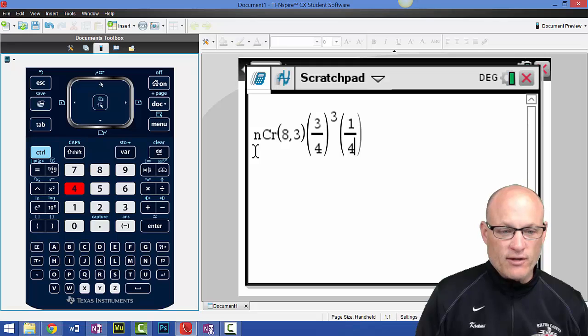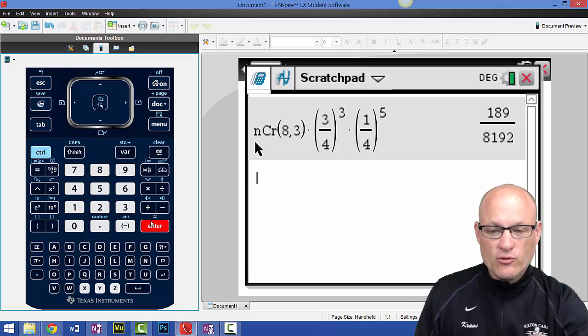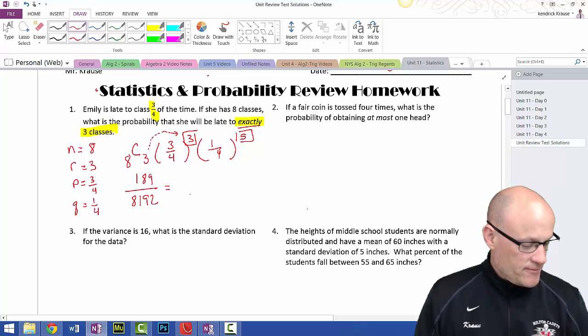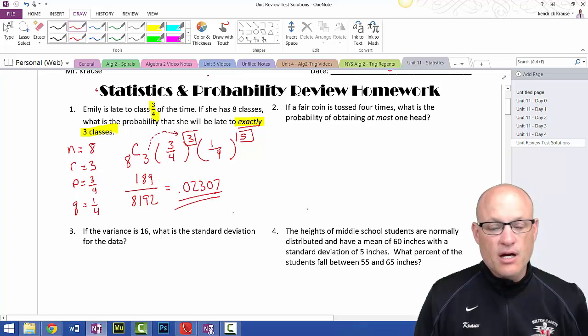This video might take forever. Fast forward if you already got this. To the 5th power. And I get 189 over 8192. And I think if you put this in your calculator and you round, I'll stop rounding. It's like 0.02307, something like that.